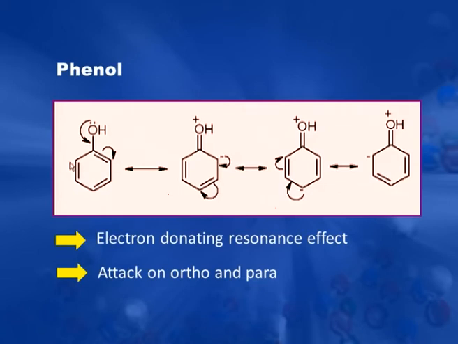The similar case is phenol, where OH is attached to the benzene ring. Again, oxygen is having a lone pair of electrons which can be donated to the benzene ring, due to which negative charge comes on ortho and para positions. So, that is why this is also an electron donating resonating effect, and attack will take place here on ortho and para, similar to the aniline case.